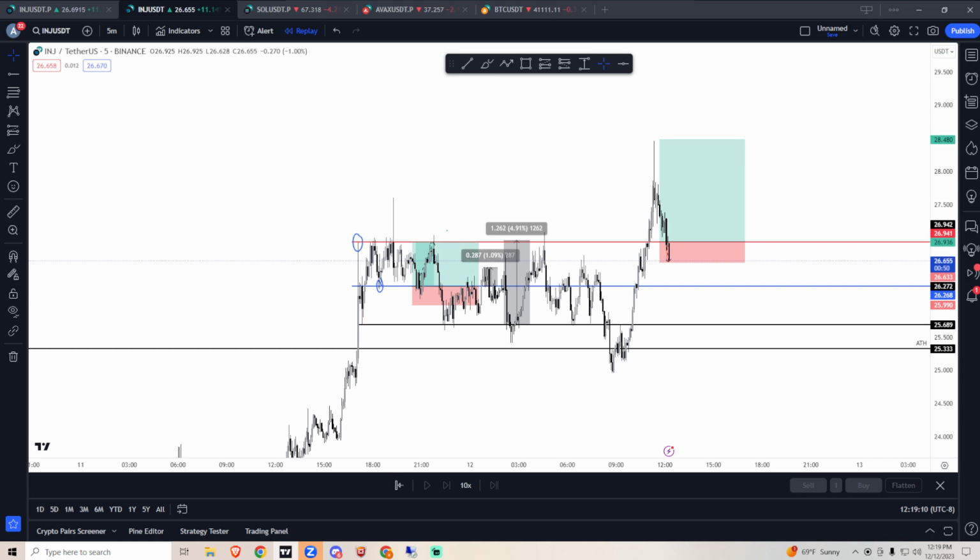If you have a range formed in a coin that isn't forming new all-time highs, how do you identify the top and the bottom of the range? I'll show you that on a different example.